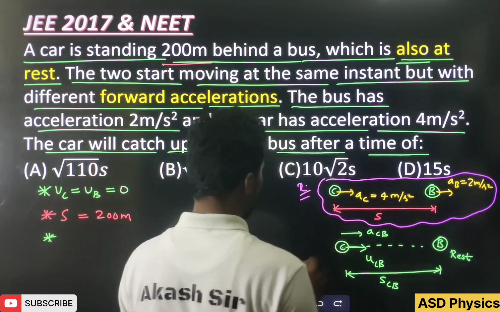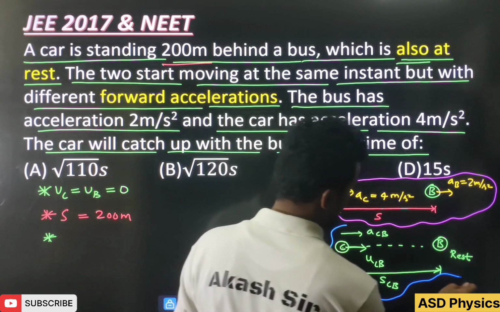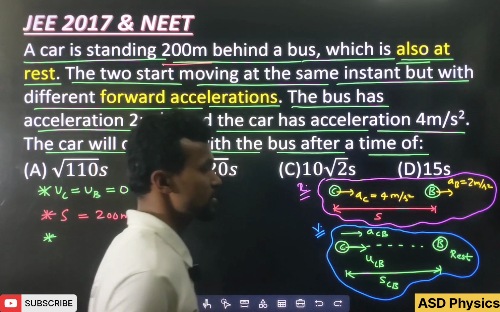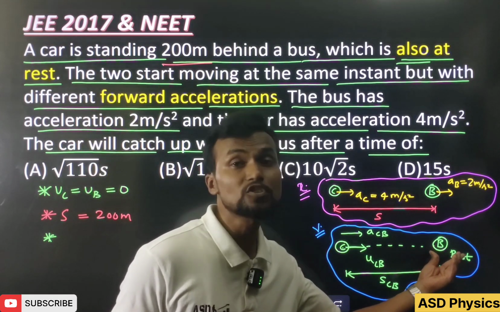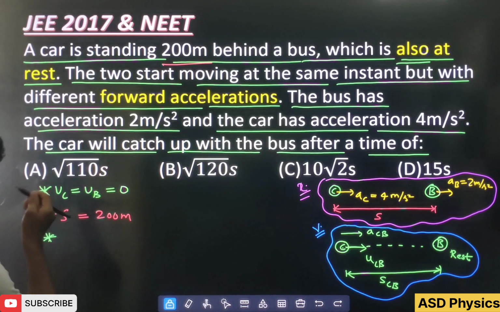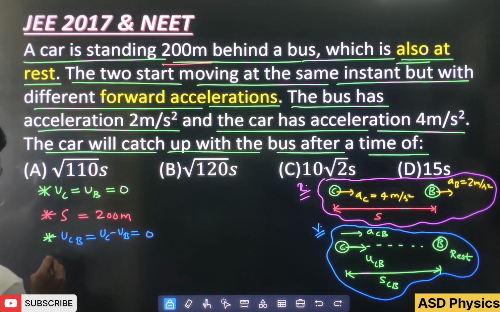R means real situation. After that, this one here is the relative motion situation, or we can say virtual situation, so that we can solve the question very easily, because one of the objects, the bus, is in that rest situation. So now see here, velocity of car with respect to bus, how much? UC minus UB, it will be 0.